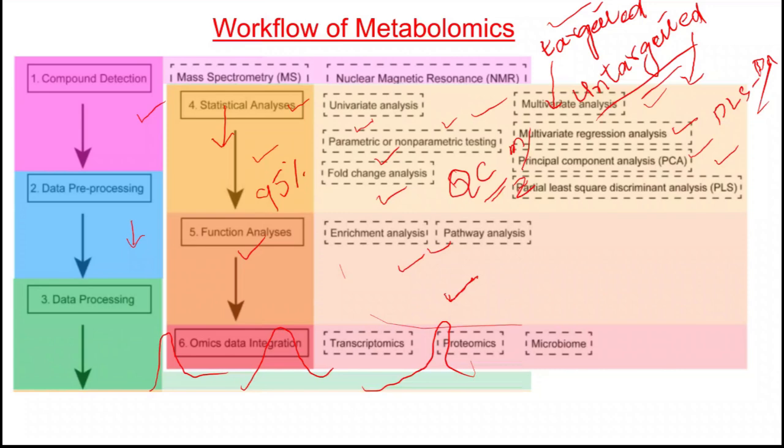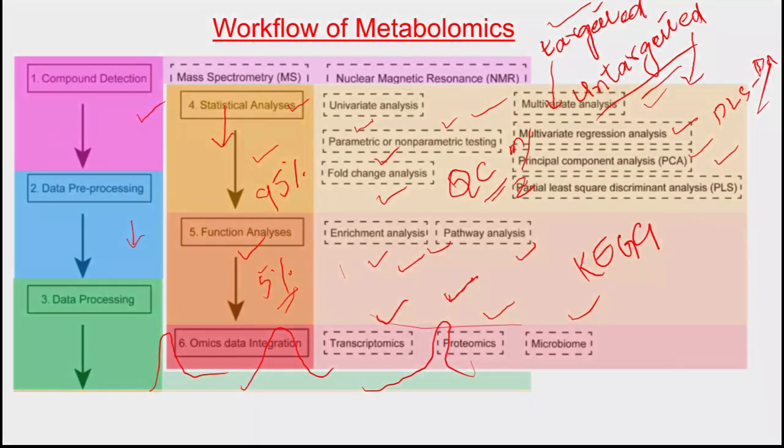And then we have the functional analysis. This covers almost 5% of all recently reported studies. In this, we perform gene ontology, enrichment analysis and pathway analysis, which is done through KEGG. Similarly, we also perform omics data integration with other omics like transcriptomes, proteomes, and microbiome, just to validate the results.